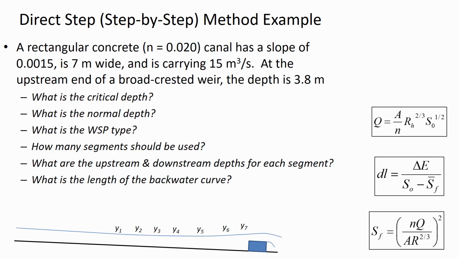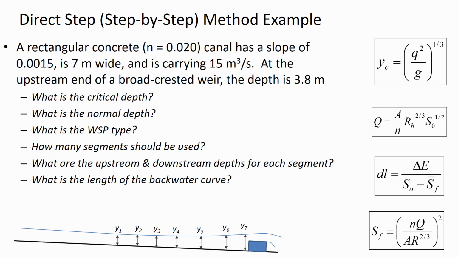So we have a rectangular channel, which makes it a little bit easier to solve for our critical depth, since we can define the flow per unit width for a rectangular channel. Its channel slope is given as 0.15%. We know the width of the channel and the flow rate that it's carrying. Downstream, there is a broad-crested weir that's choking the flow, and they measured the depth just immediately upstream of that broad-crested weir, and the depth is 3.8.